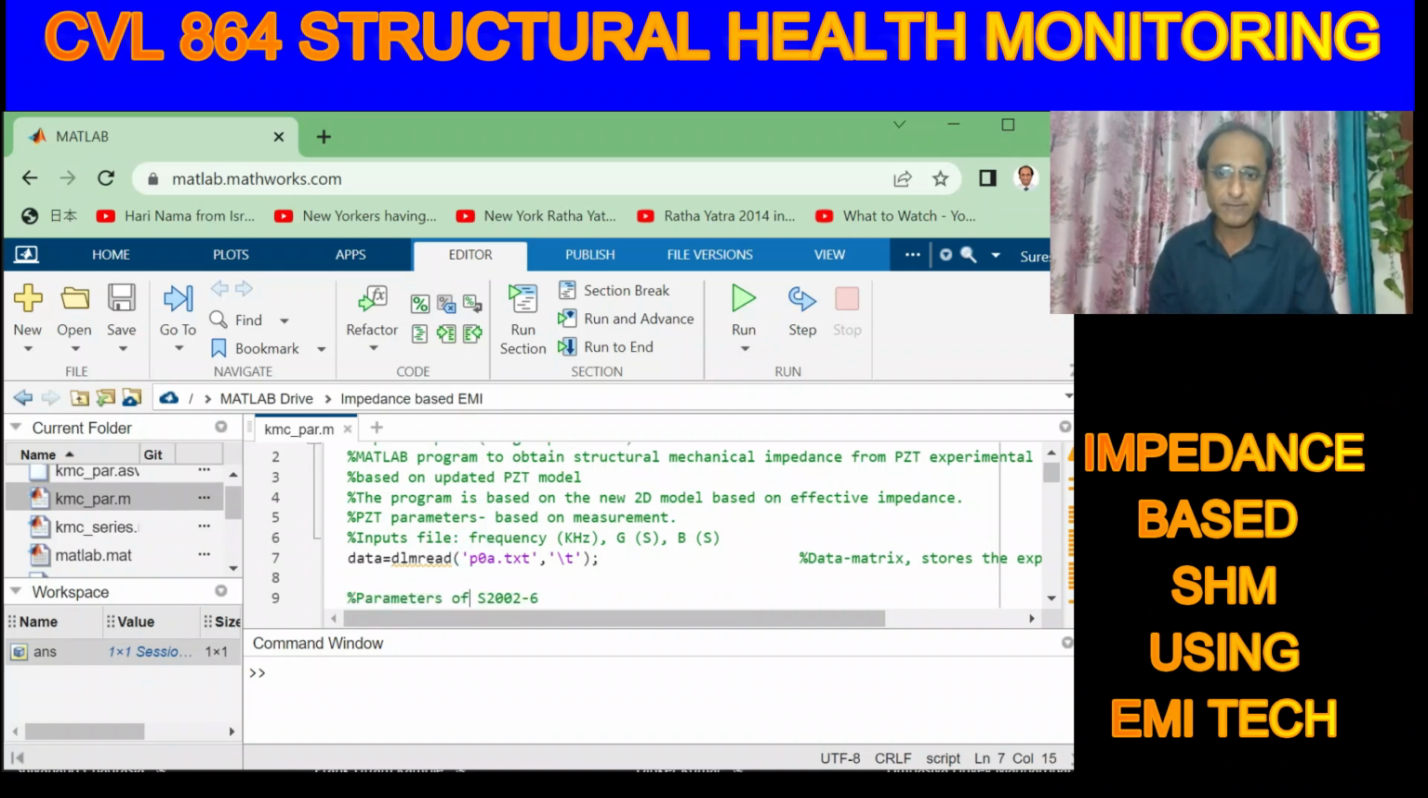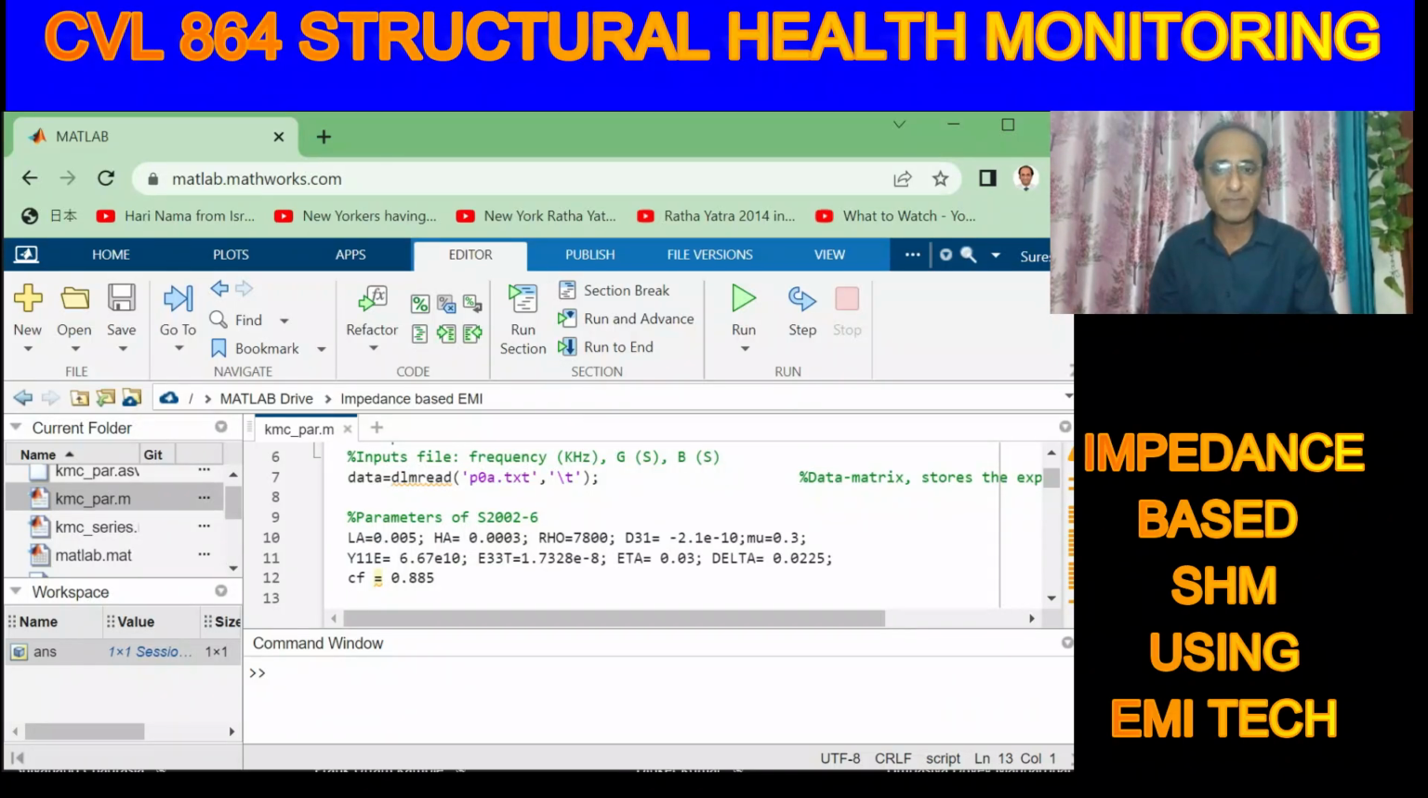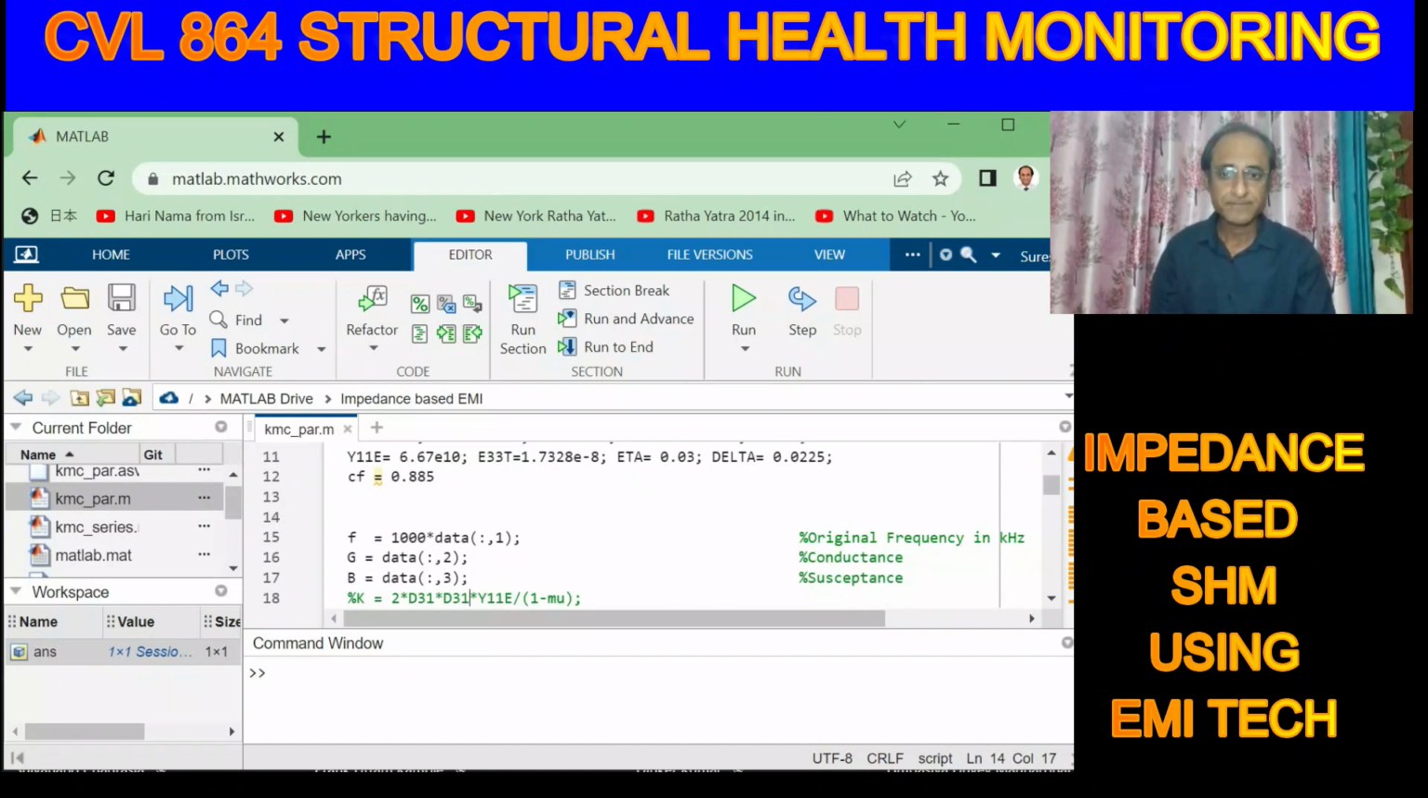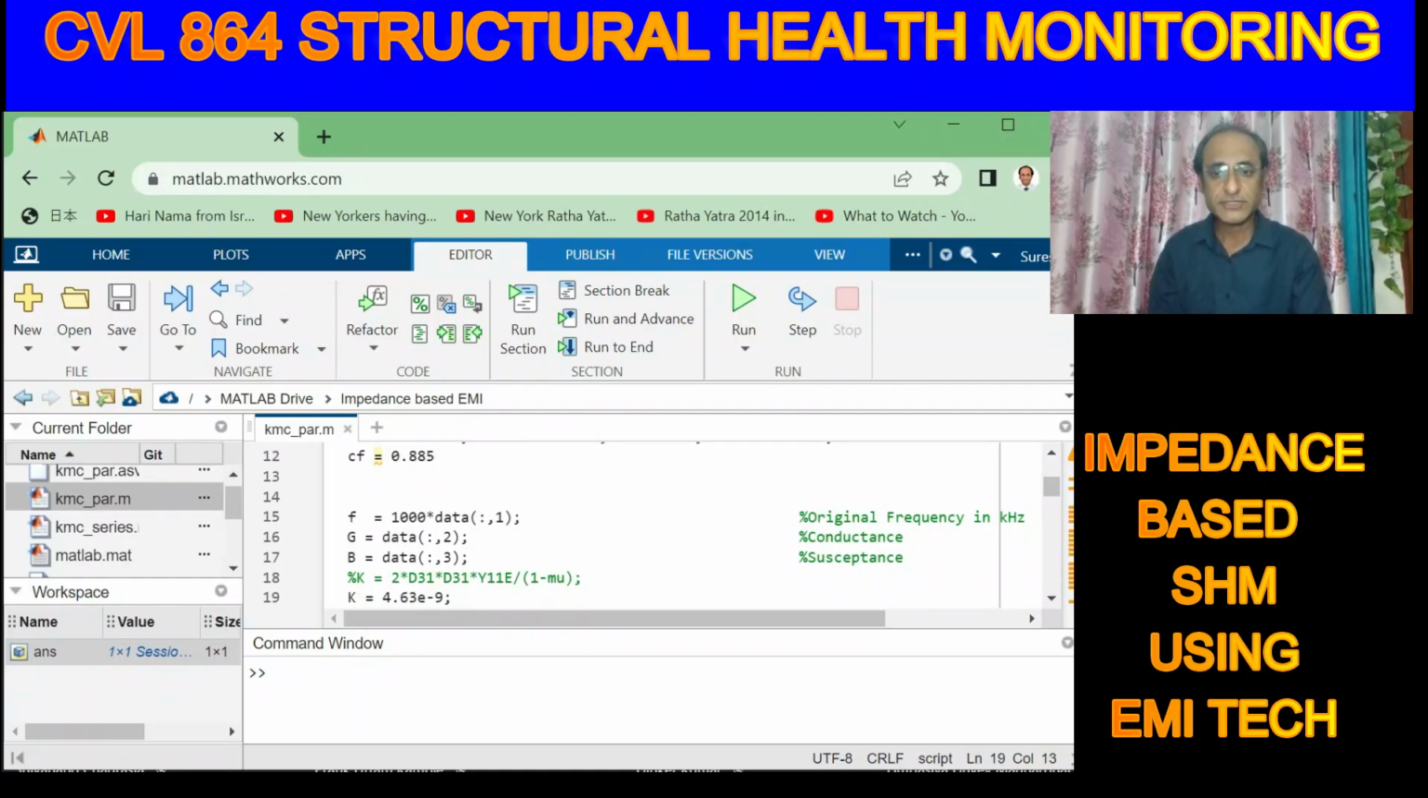It reads this file, and then here are the important parameters. Here half length is 5 mm, so in meters it is 0.005, and thickness is 0.3 mm. Then density, D31 coefficient, Poisson's coefficient, Young's modulus, the electric permittivity, the mechanical loss factor and the dielectric loss factor are all input here. And here is the program. In the data, the frequency is given in kilohertz, so first of all it multiplies by 1000 to get it in hertz.